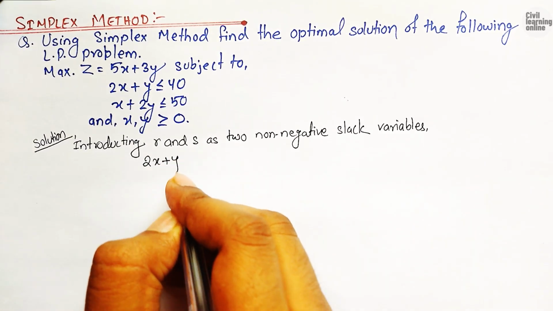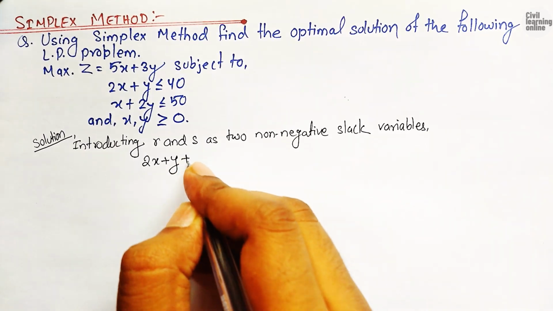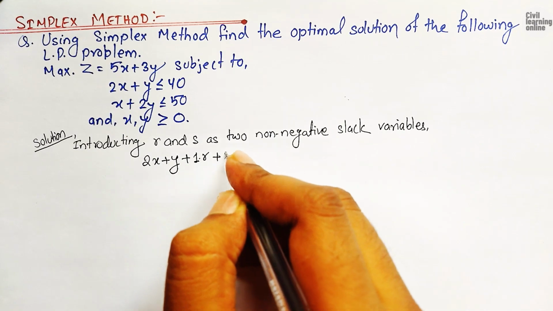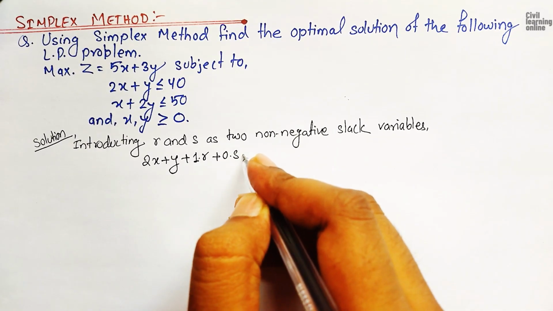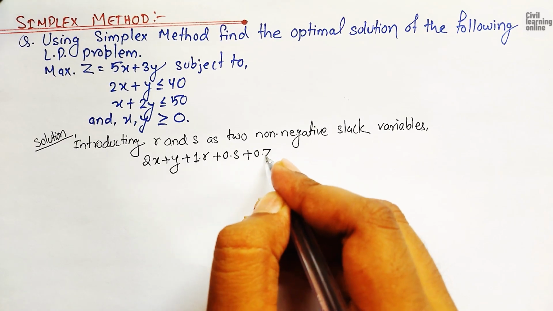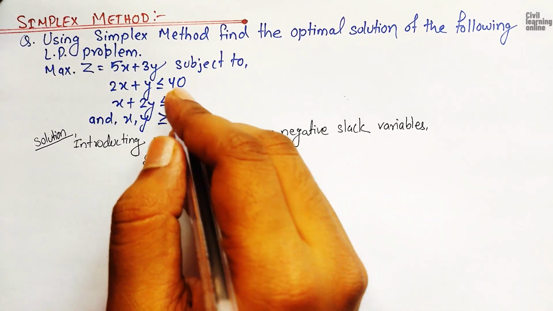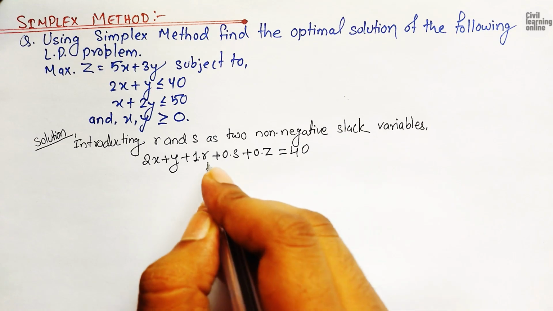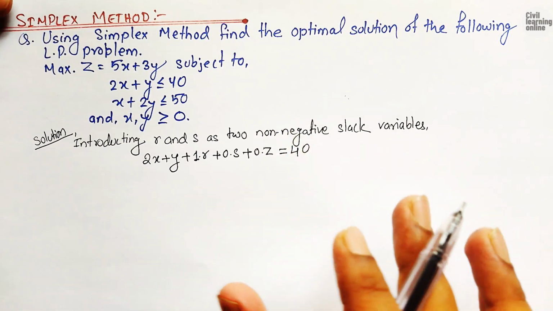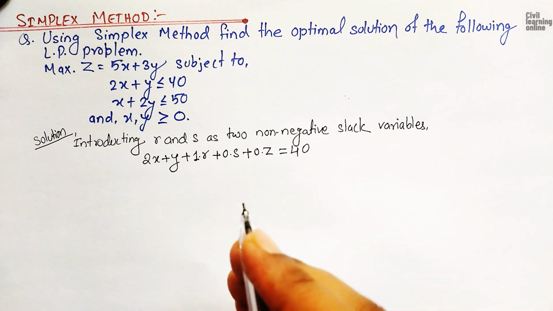So on introducing non-negative r and s as 2 non-negative slack variables in this equation, we have 2x plus y plus 1 times r plus 0 times s plus 0 times z equals 40. R and S are non-negative slack variables, and this was shown previously in the example and definition also.